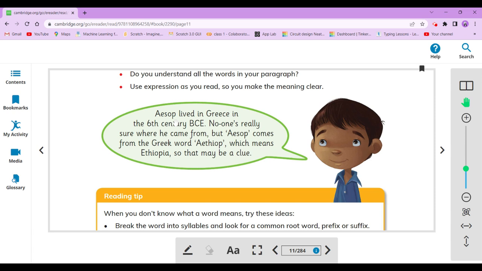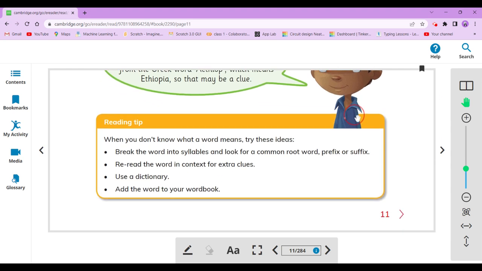Here's a fact. Aesop lived in Greece in the 6th century BCE. No one's really sure where he came from, but Aesop comes from the Greek word Ethiop, which means Ethiopia, so that may be a clue.